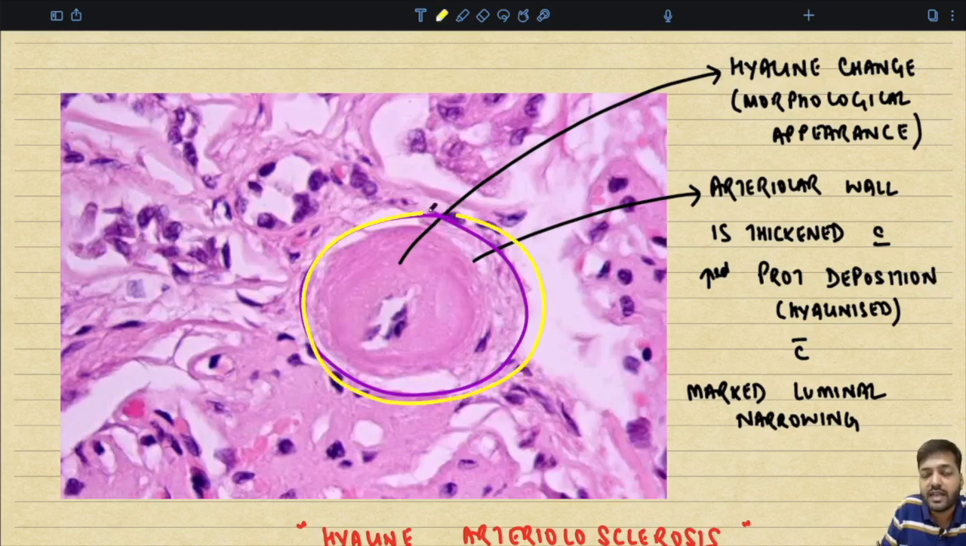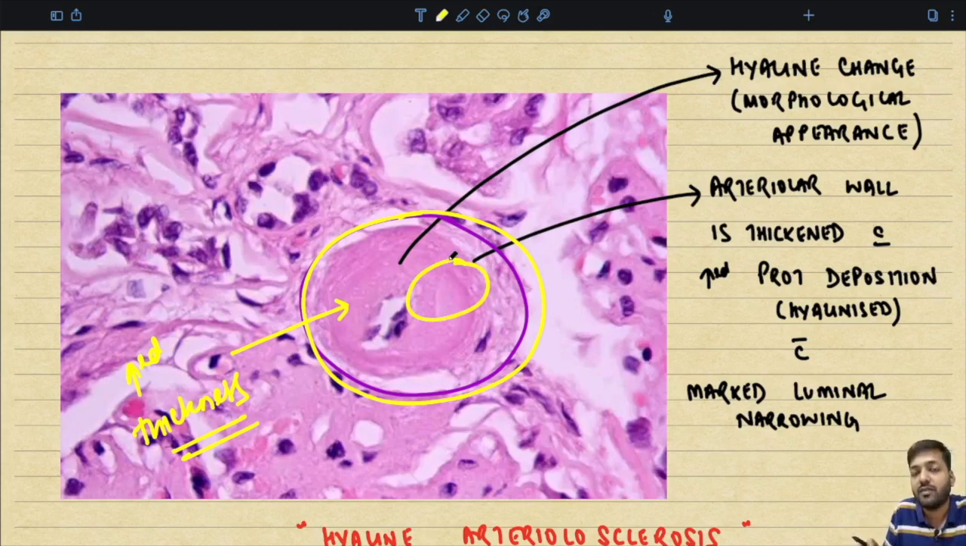Okay, so this is basically a blood vessel, and if you look at the thickness of the blood vessel, they are having an increased thickness. Okay, so basically this increased thickness you can appreciate morphologically as an excessive eosinophilic deposition or excessive eosinophilic thickness, and this is called a hyaline change. Now remember, hyaline change is just a descriptive term, so as to describe this particular morphological appearance.